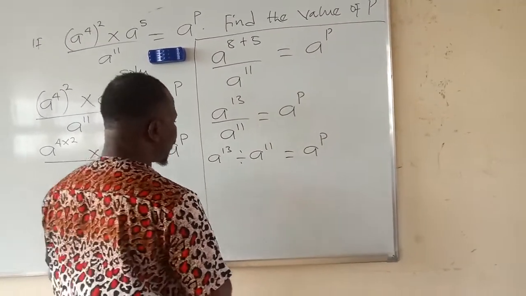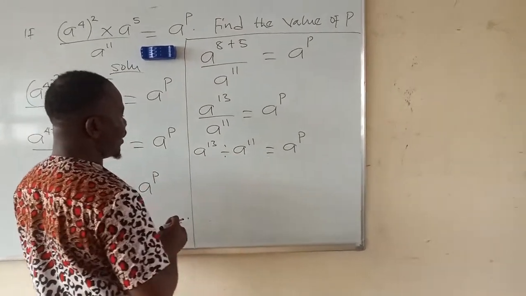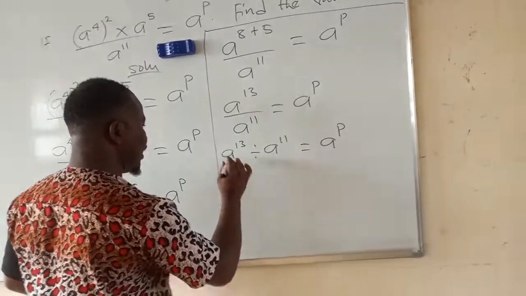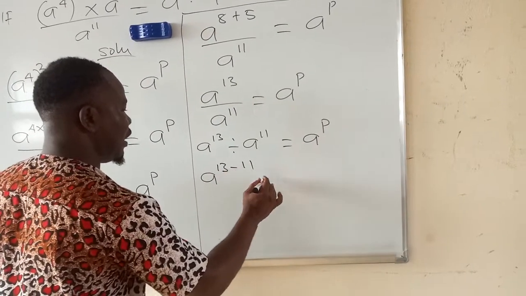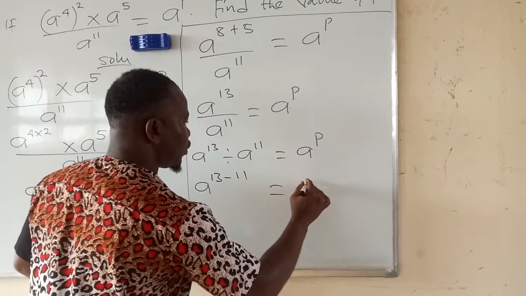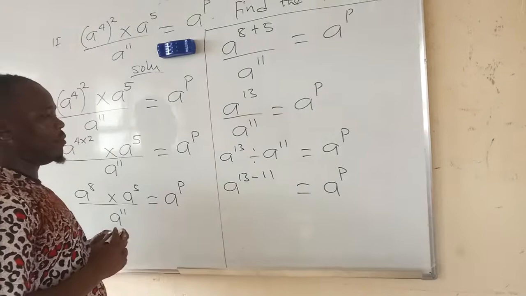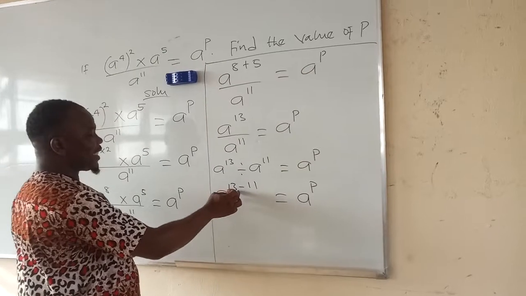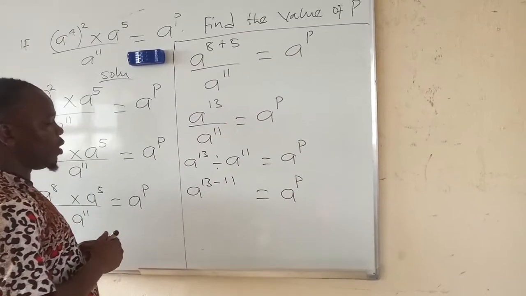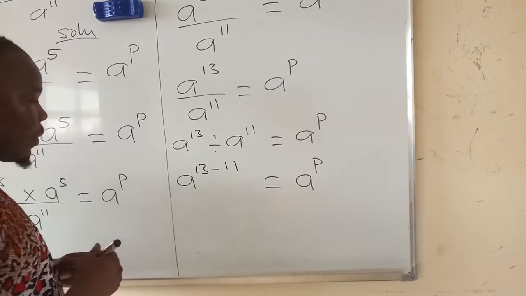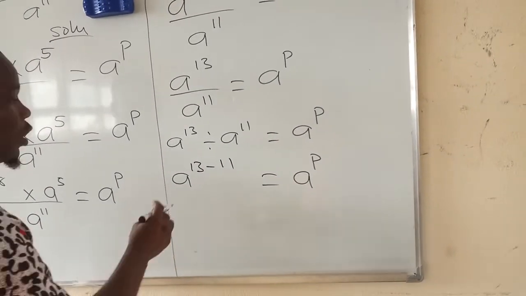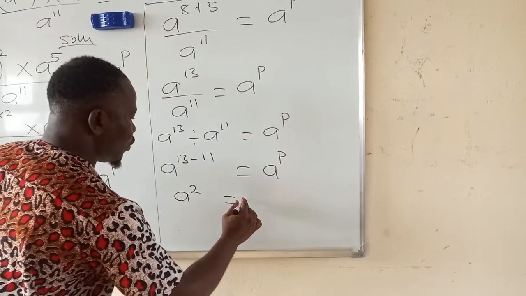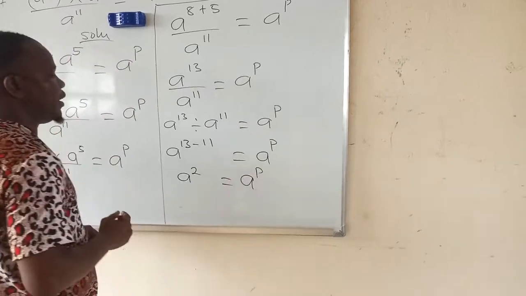Is that clear? So notice that we have a here, we have a here. It means we'll take one of the bases. That is a raised to the power of 13 minus 11 equals a raised to the power of what? P. Okay? So 13 minus 11 will give you what? 2. Is that clear? 13 minus 11 will give you 2. So the left side will now be a^2 equals a^p.